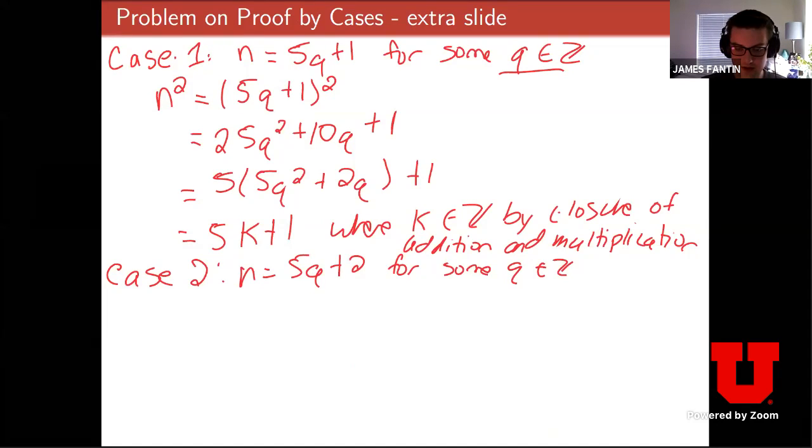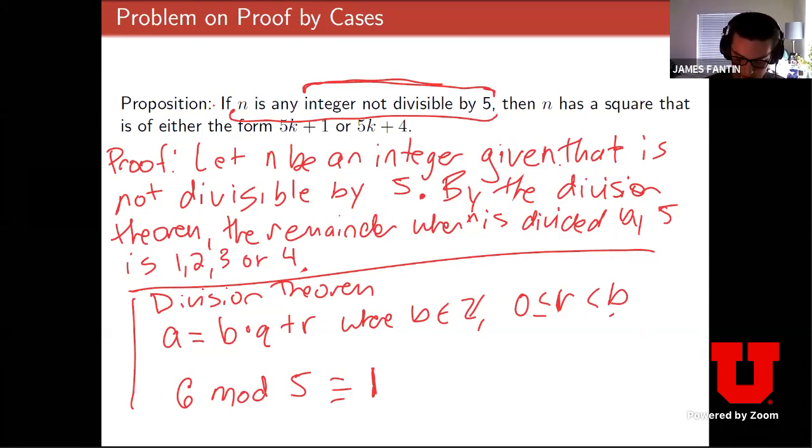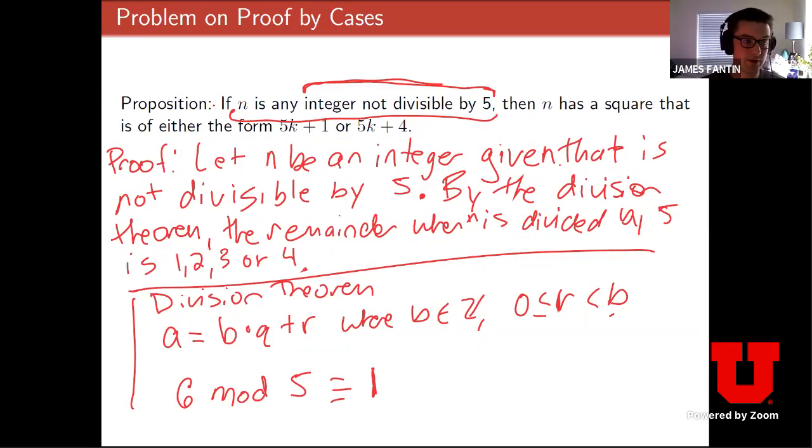Sorry if you said this, but why did you square n? Great question. We squared n because that was what we were trying to prove here. We were asked if n is an integer not divisible by 5, then n has a square that is either of the form 5k plus 1 or 5k plus 4. So we wanted to prove that if we take n squared, we get something of either this form or this form. And that's why we looked at the squared value.